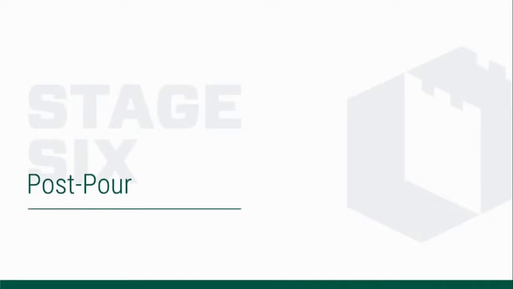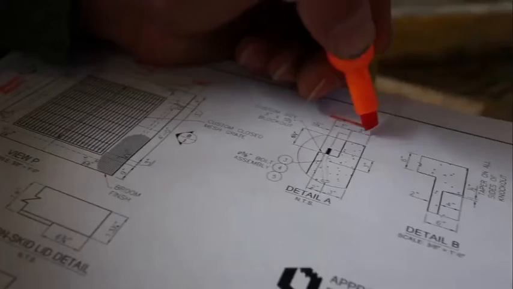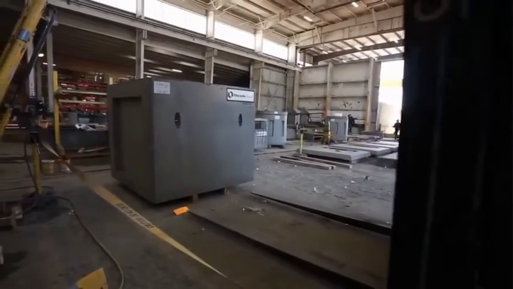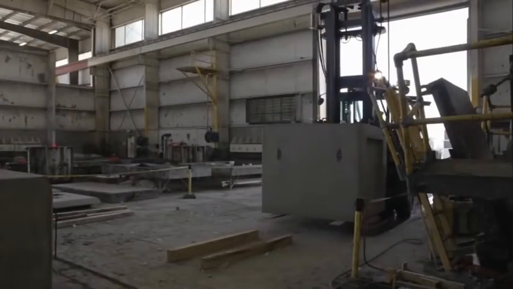Once the product has been removed, it is then cleaned and the post-pour inspection is conducted. If all design dimensions have been maintained and no visual defects are noted, the QC technician will sign off. The final product is then labeled and transported to the yard.